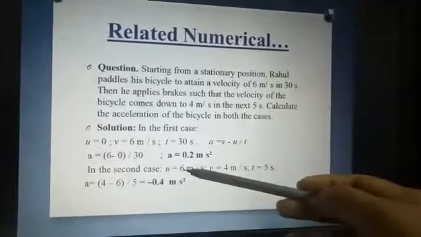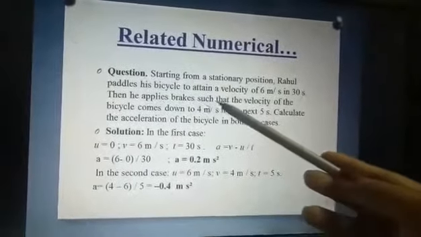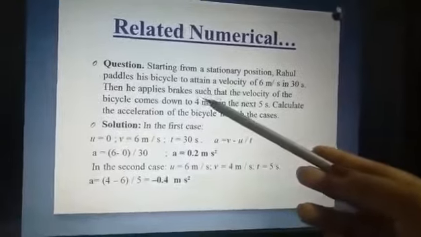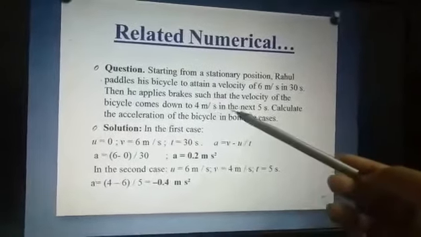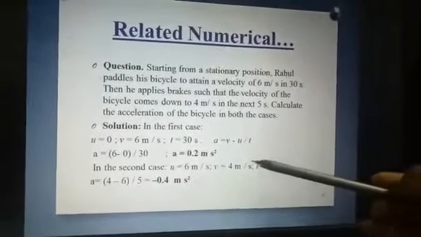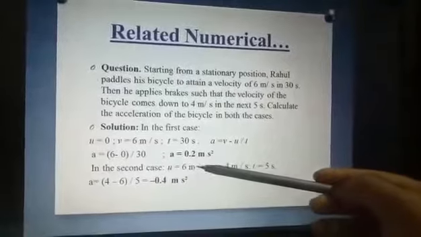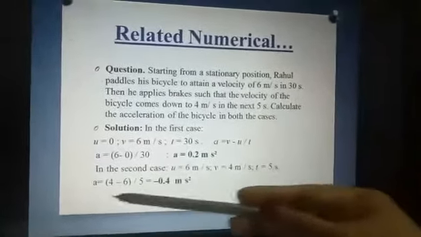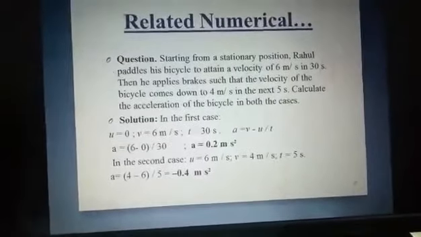And then in the second case, just read here. He applies brakes and decreases the velocity to 4 meter per second in the next 5 seconds. So the time is 5. The next velocity is 4 meter per second. The initial one is 6 meter per second. Then for the acceleration, putting in all the values, you will get the answer minus 0.4 meter per second square.